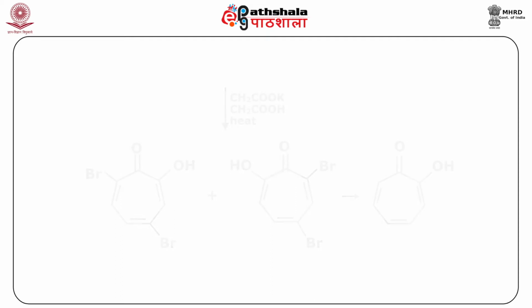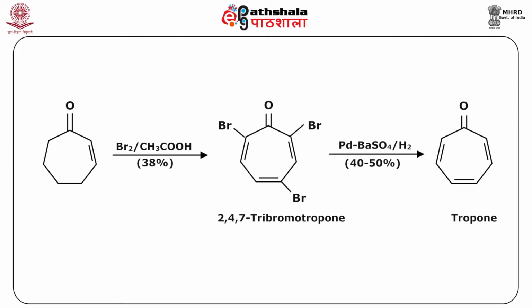You can see furthermore the tropone can be synthesized by bromination of 2-cycloheptene-1-one with 4 molecules of bromine in acetic acid. This yields 2,4,7-tribromotropone. The tribromotropone further is converted to tropone by hydrogenolysis in the presence of a poisoned catalyst, that is palladium and barium sulfate. Here palladium is poisoned with barium sulfate, and this is used as a poisoned catalyst for hydrogenation.